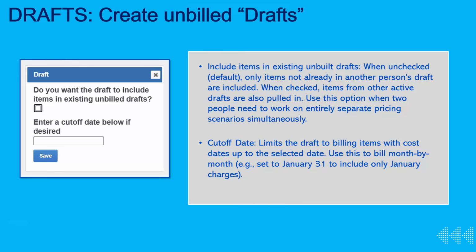And what drafts do is allow you to preview all expenses essentially sitting on the job file utilizing our billing wizard. Now inside the system, you do have the opportunity to include items that are existing in unbilled drafts. So when unchecked by default, only items not already in another person's drafts are included. So you could have 2 people working on drafts, and it will also allow you to enter in a cutoff date, which essentially limits the draft to billing items with cost dates up to the selected date. So if you want to work on sections of a draft, you can do so.